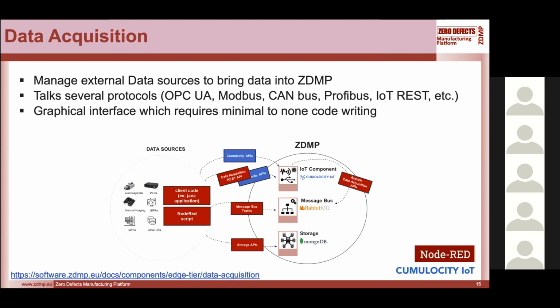The first one is the data acquisition component, which allows you to manage external data sources and bring data into ZDMP. As we said before, it talks several protocols like OPC UA, Modbus, CAN bus, or Profibus, but it can also retrieve data from an API REST. It provides also a graphical interface which requires minimal to no code writing, and the underlying technologies here are Cumulocity from Software AG and Node-RED, a well-known low-code application.